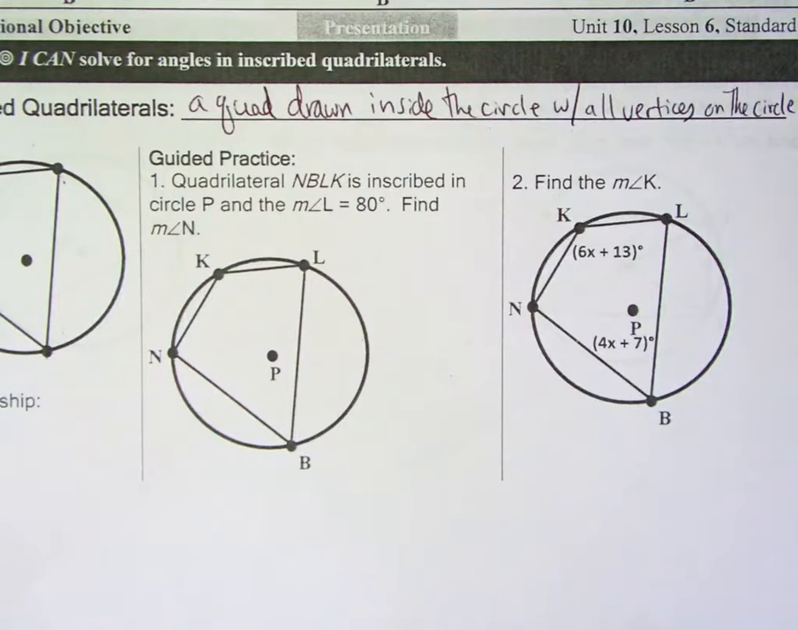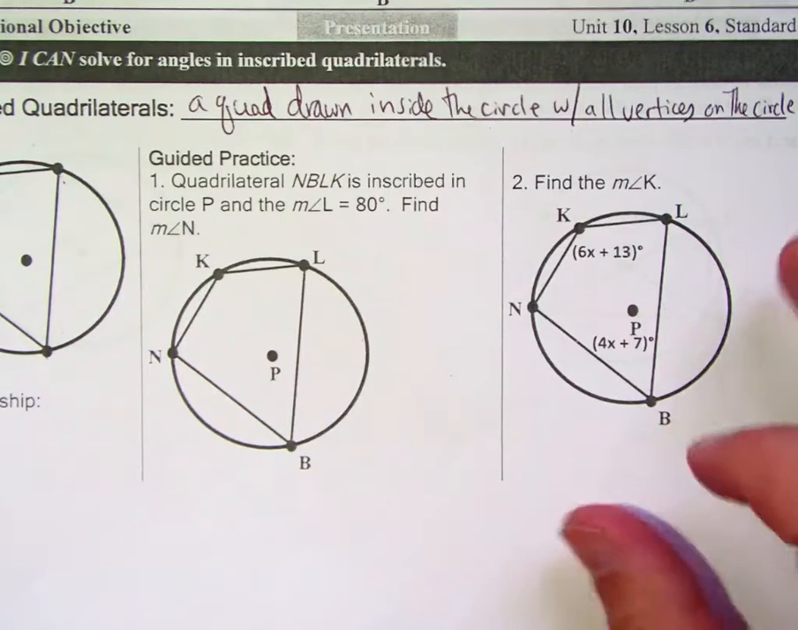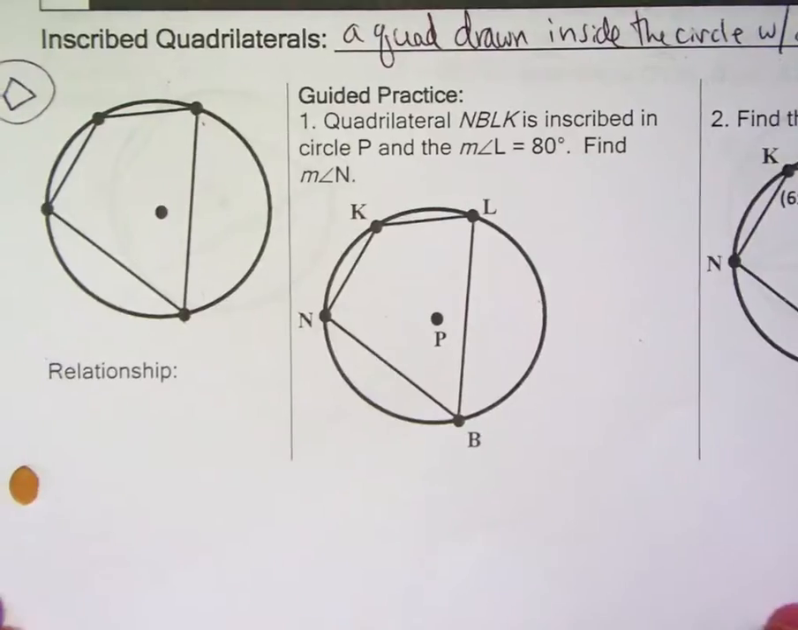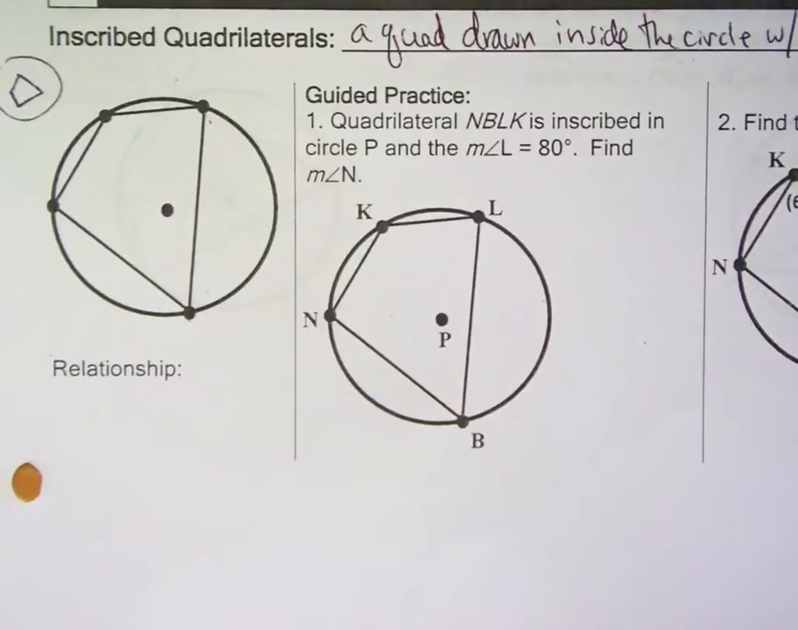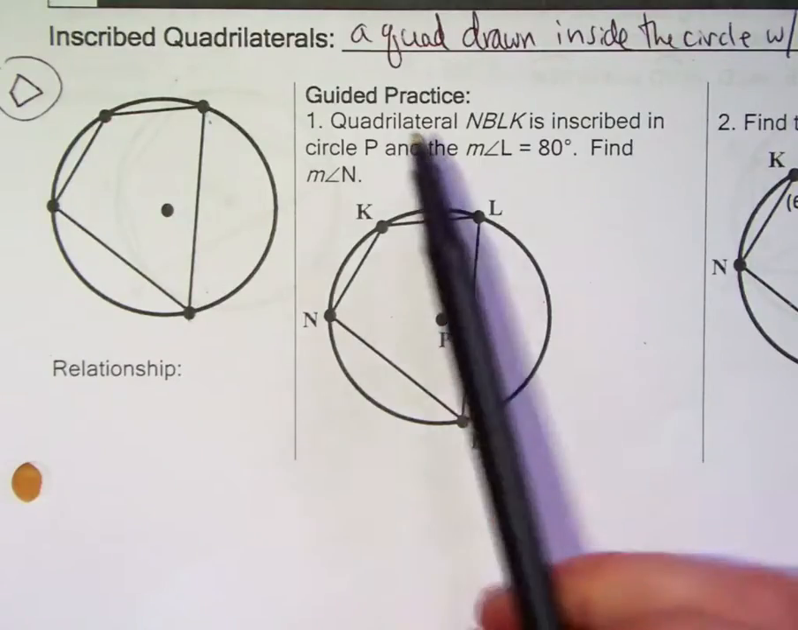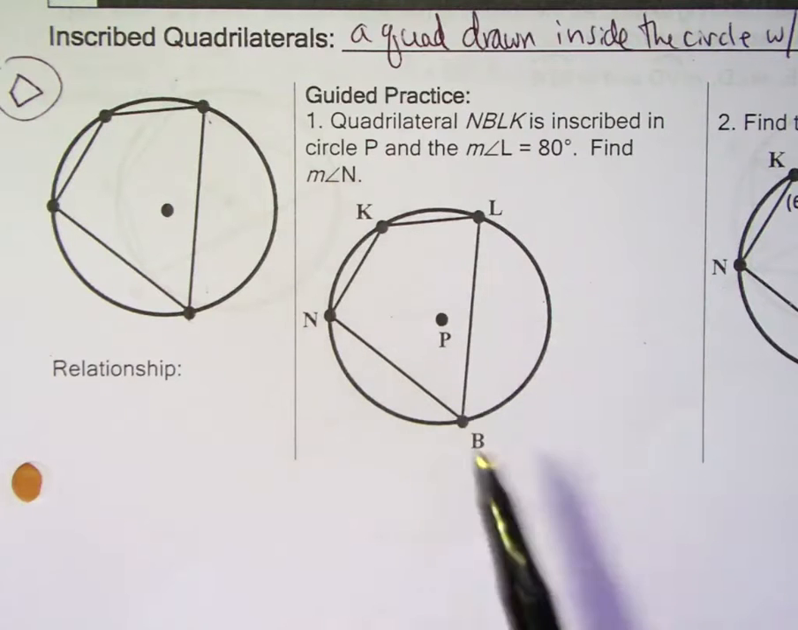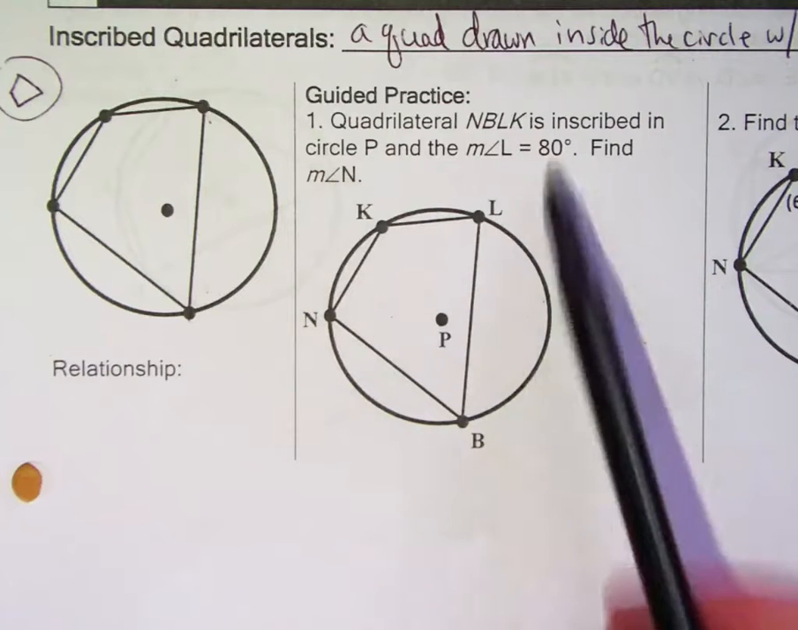So let's go play around with this and see if we can come up with a relationship. I really like this problem because it's a little bit of a puzzle, and it really goes at what I think geometry is all about. You need to find relationships and use relationships you already know to find the new ones. So quadrilateral NBLK is inscribed in circle P, and the measure of angle L is 80 degrees.